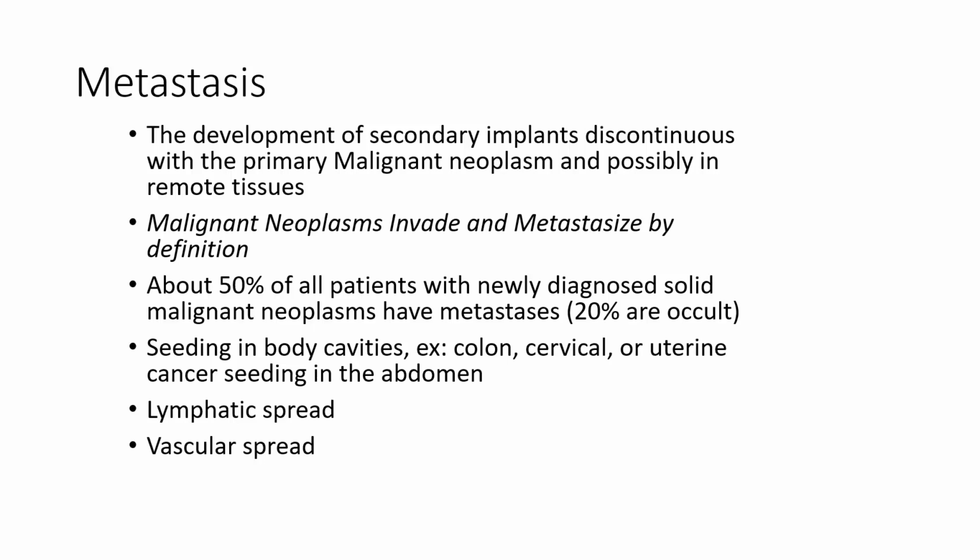There's also this phenomenon called seeding. So when cancers of, for example, the colon, the cervix, the uterus, the ovaries, cancers within the abdomen, those cancer cells have the ability to just fall off and fall into the abdominal wall. And then they'll grow in new locations inside the abdomen. A lot of times when they do spread into the abdomen, they can end up on the abdominal wall, the peritoneum, or they can end up in the liver. We will talk more about lymphatic and vascular spread as we click through the next few slides.